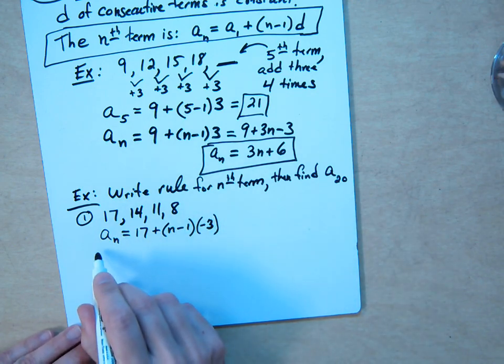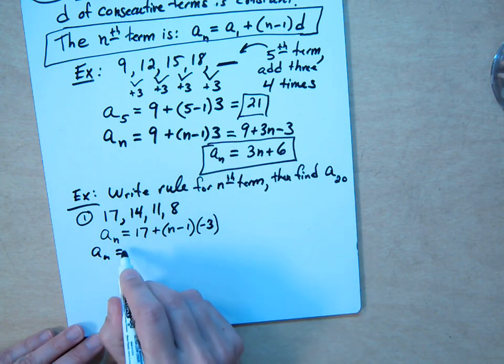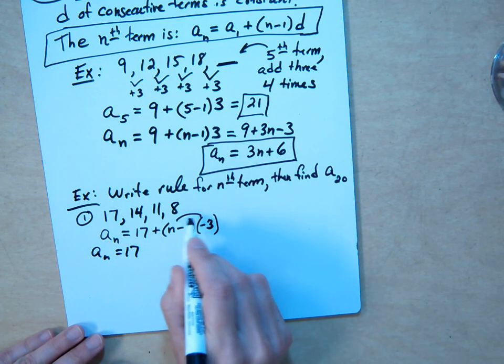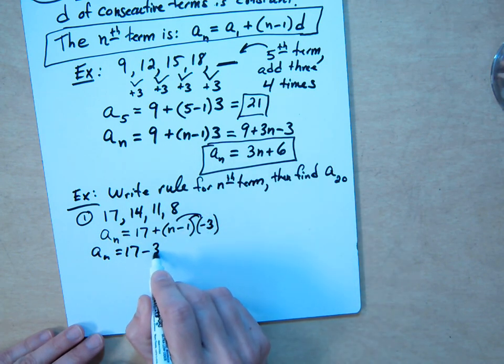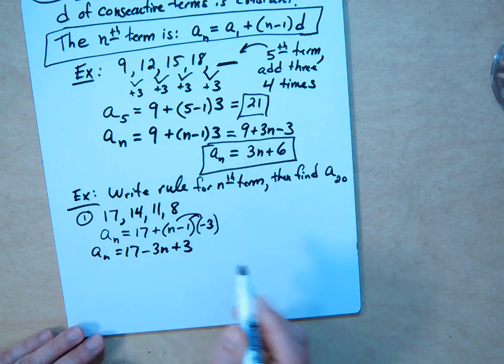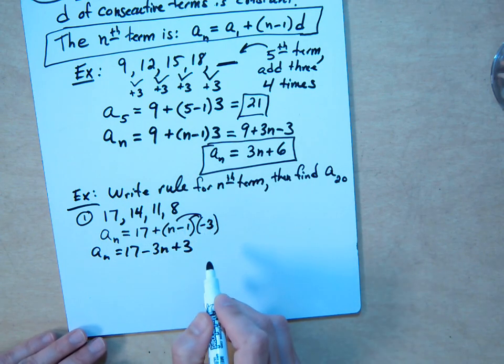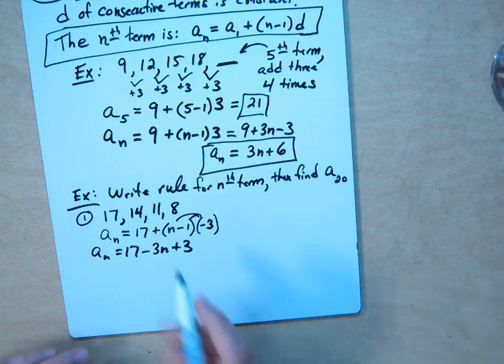So then, to get the formula, we're just going to simplify and distribute. This is algebra 1. Distribute negative 3 to both terms, giving negative 3n plus 3. You can distribute from the right side.